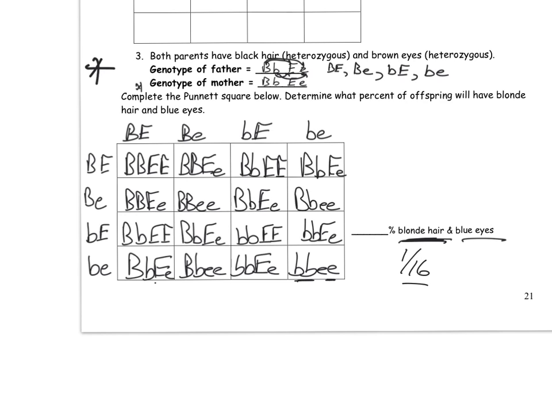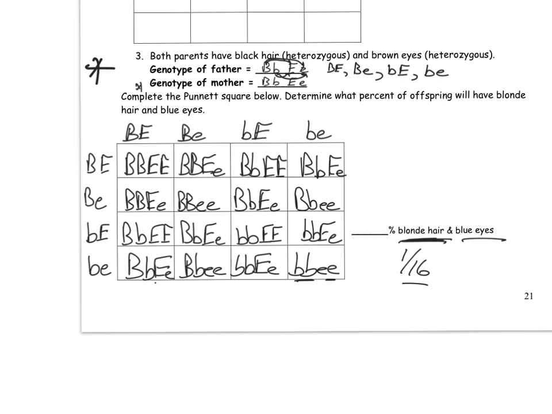But if you start counting up phenotypes, how many different phenotypes might you have? Well, how many of these have black hair and brown eyes? This has black hair and brown eyes. This has black hair and brown eyes. Same here, here, here, here, and here. All those have black hair and brown eyes.